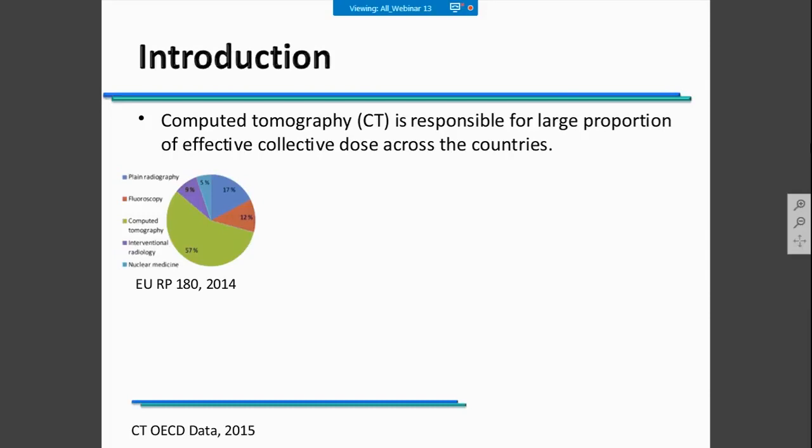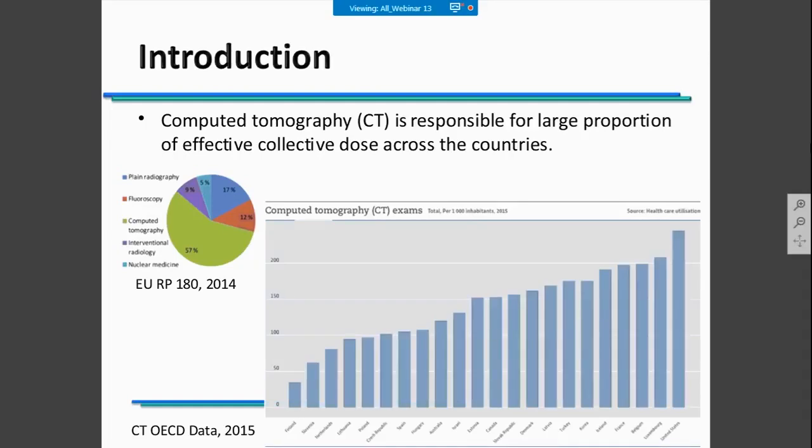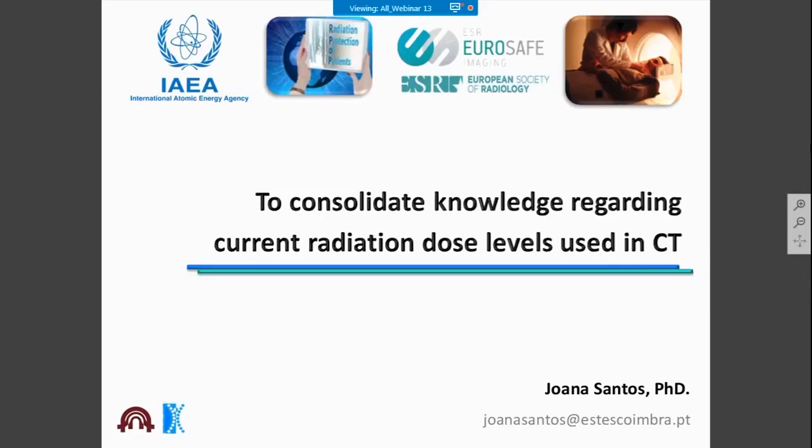So it's well known that CT is responsible for a large proportion of effective collective dose across the countries. European countries have studied this recently. However, we know that worldwide CT examinations are performed in a large number. So, starting with the first topic, analyzing the current radiation dose values used in CT is mandatory.